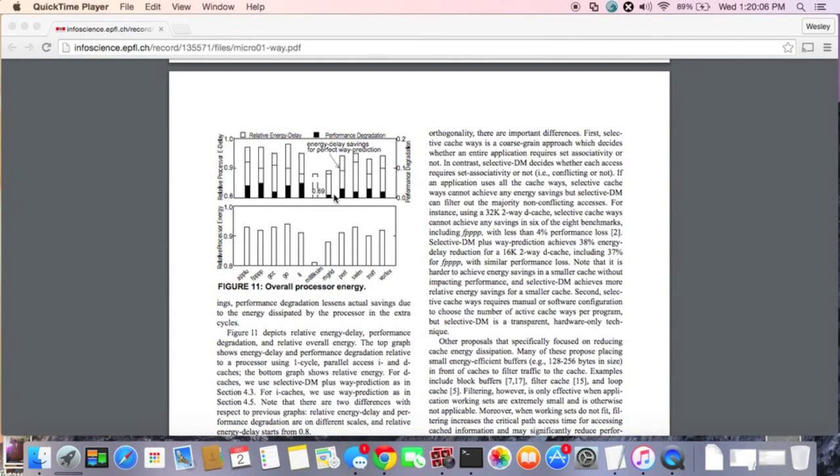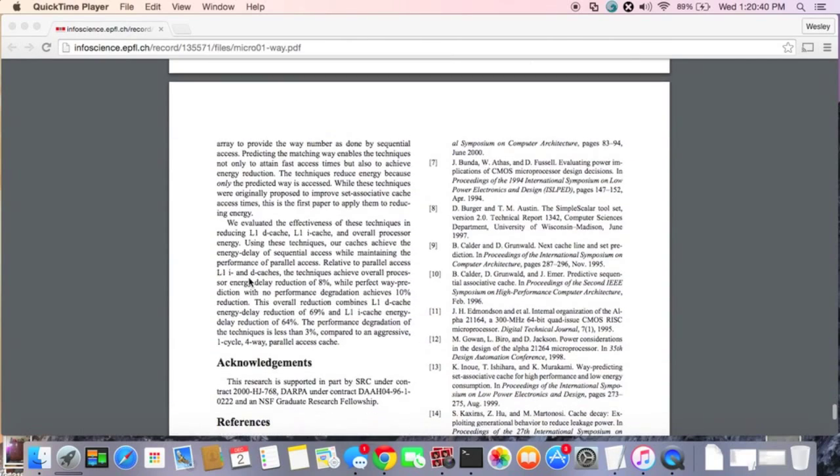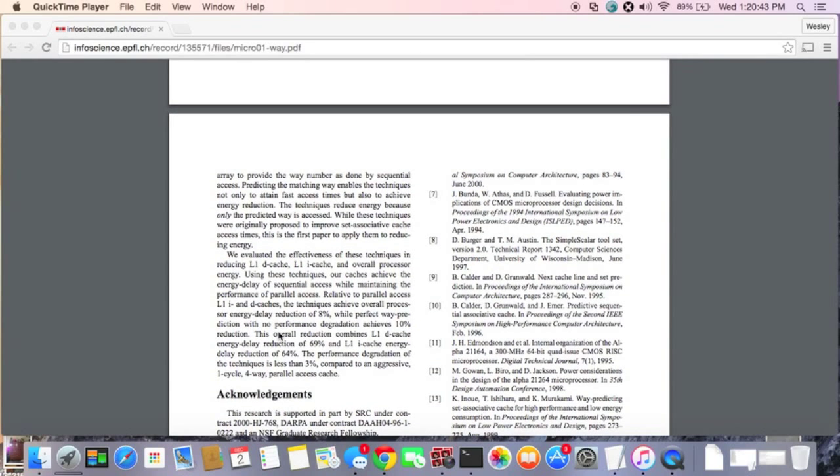This is a very important one. This is energy savings and performance degradation. The line in the middle is energy delay savings for perfect way prediction. So if we predicted the correct way where the data is every single time, we're going to be sitting at this line. However, more realistically, they don't predict the correct way every single time, so the energy delay is a little bit higher. These are for all the data sets. Yeah, so let's see how they did in the end.